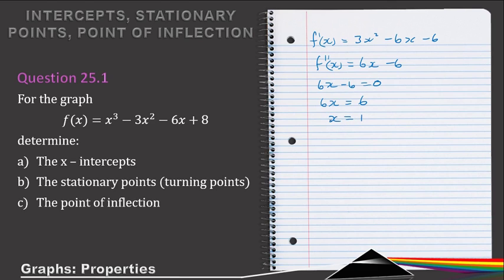And then to find the coordinate there, we substitute in 1 into our original graph, so that's f of 1 equals 1 to the power 3 minus 3 times 1 squared minus 6 times 1 plus 8. Okay, so this is just 1 minus 3 minus 6 plus 8, so this is minus 9 plus 9, so this is equal to 0. So my coordinate of my point of inflection will therefore be (1, 0).